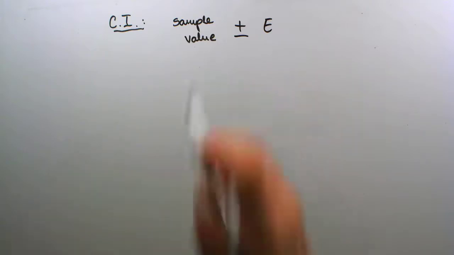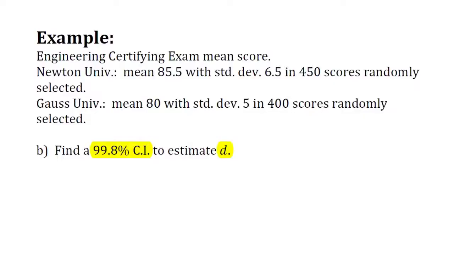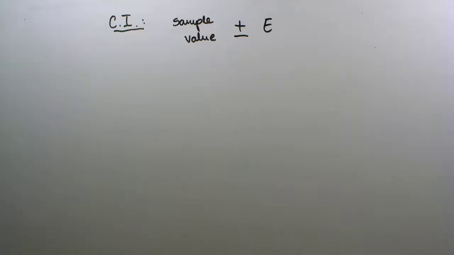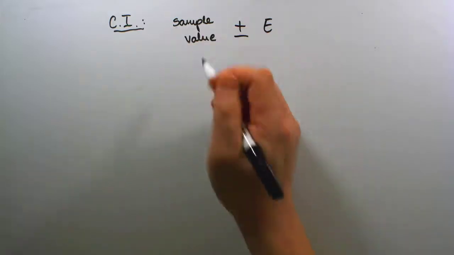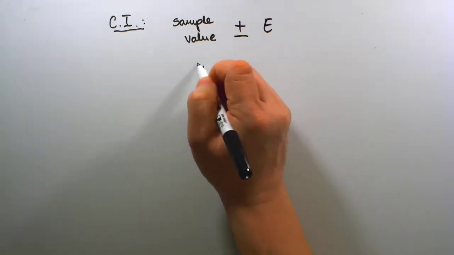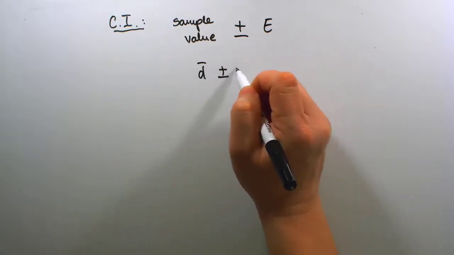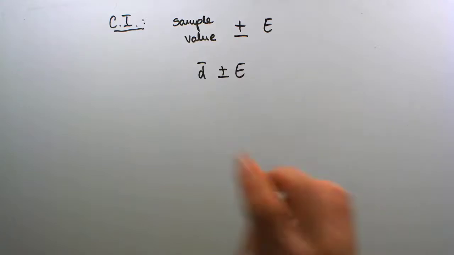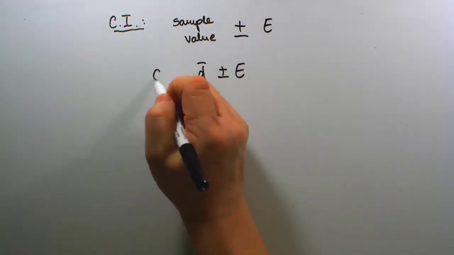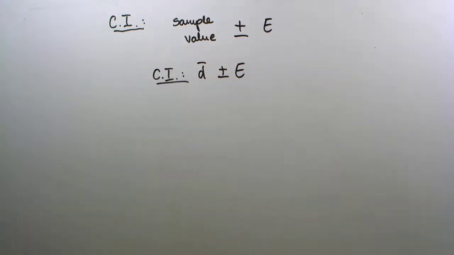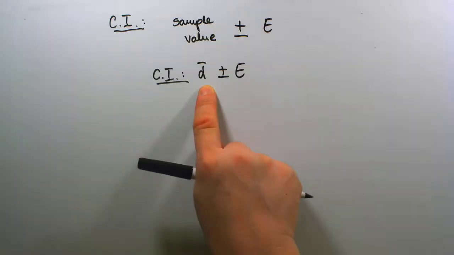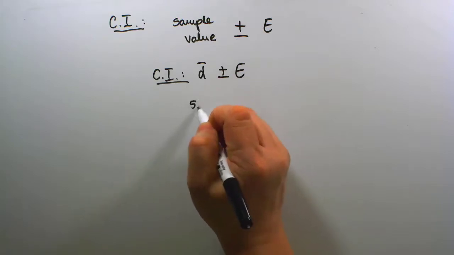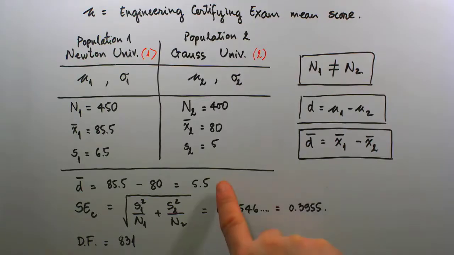And so since our problem here is aiming at estimating the difference of the two population mean values, D, the sample value corresponding to that is D bar, and we will be adding and subtracting the margin of error, and so that is how our final confidence interval will look. And our D bar has already been found to be 5.5, as we have already laid down all of these calculations before we even got into any of the actual questions of our example.